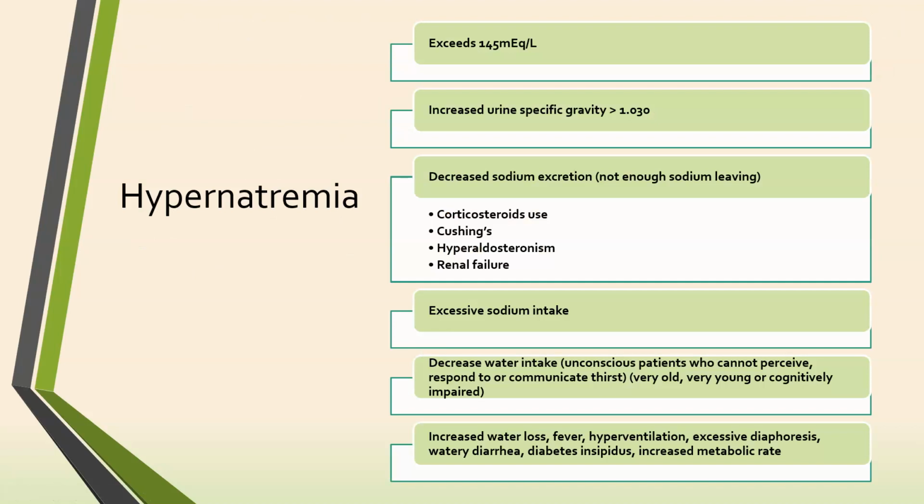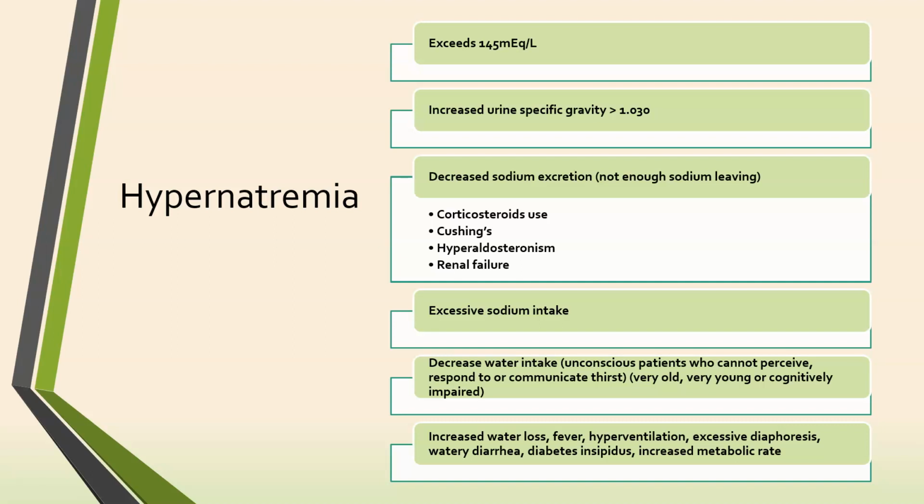So again, hypernatremia is when the lab values are greater than 145. You'll see an increased urine specific gravity with hypernatremia. It can happen due to decreased sodium excretion. There's not enough sodium leaving the body. This can happen due to corticosteroid use, Cushing's disease, hyperaldosteronism, and renal failure. It can also happen by excessive sodium intake. It may also happen by decreased water intake.